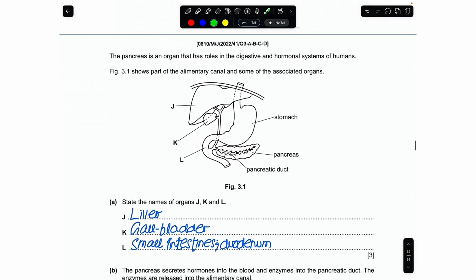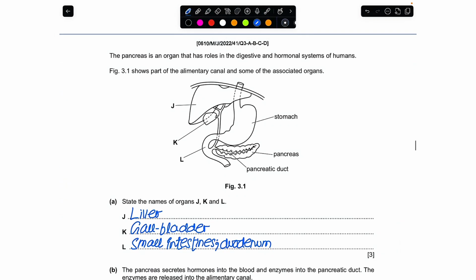Coming here to May June of 2022, the theory paper variant was 4-1, and for your exam, this was question number 3, A, B, C, and D part, and this is related to your understanding of the structure of the alimentary canal. What they tell us is that the pancreas is an organ. It has a role in the digestive and the hormonal system of humans.